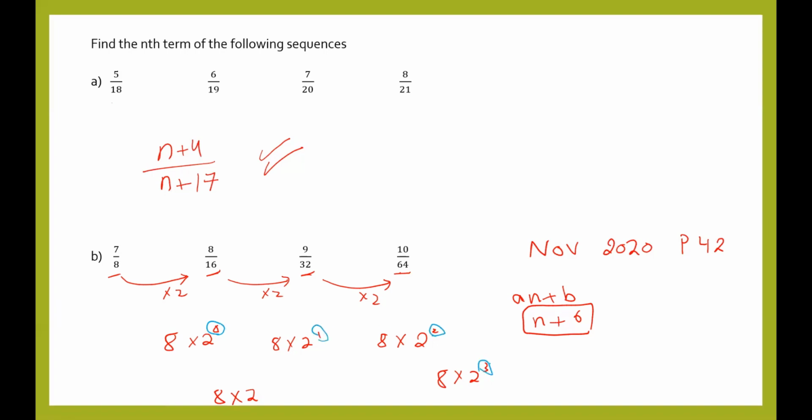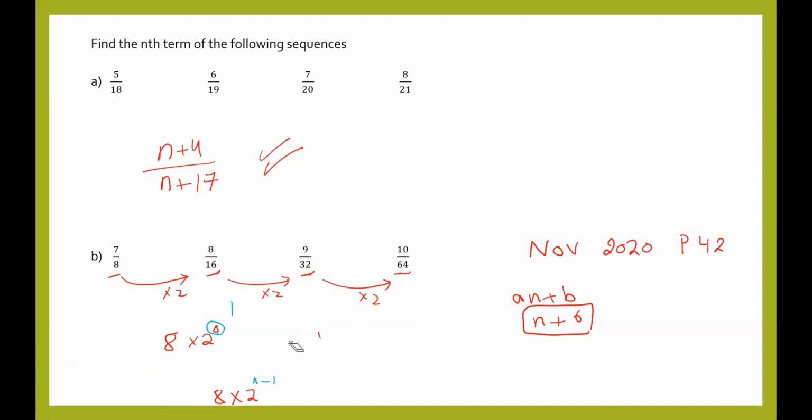So n must start from 1, not from 0. So it's here 1, here 2, here 3, and here 4. So what do we do to make the 1 as 0, to make the 2 as 1, to make the 3 as 2, to make the 4 as 3? We subtracted 1, so it means there was n minus 1 here. But it's not done yet. Here is one more step in this question. What's the new step we will do?